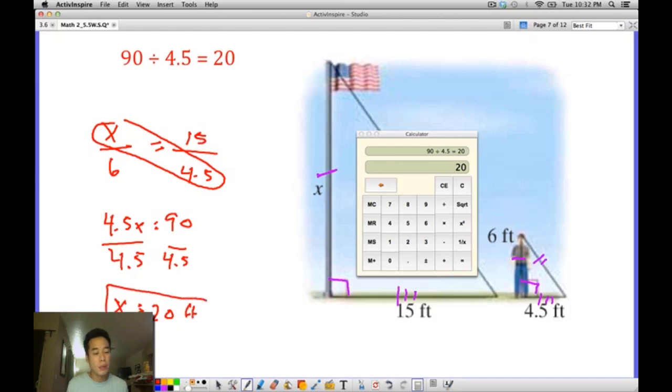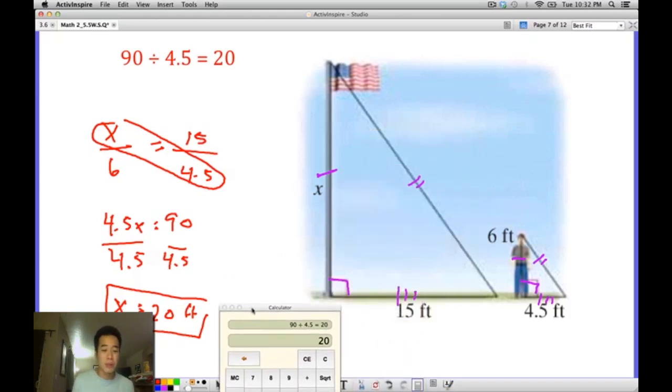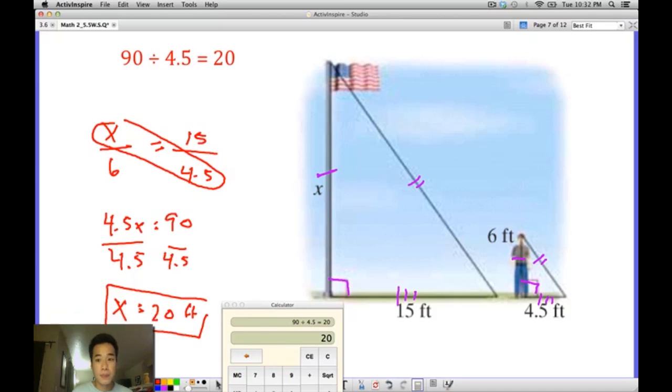Make sure you label your unit. In class, if you don't label your units, you will not get credit because 20 is just an integer, a number. We need to label the units.